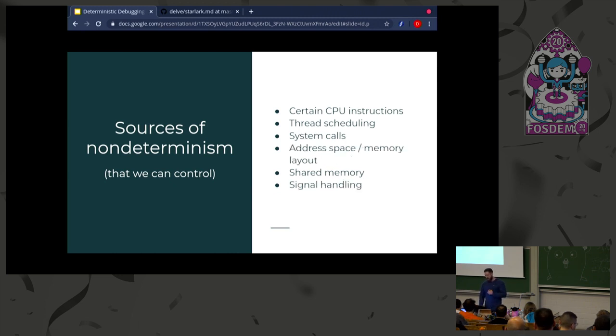Signal handling. RR is also able to handle this. We can replay signal execution and delivery by using hardware performance counters. Basically, we can count and know where we are in the program and what's happening at that specific spot. So when a signal is delivered at a certain point in the execution of the process, we can record when that happens and replay it.